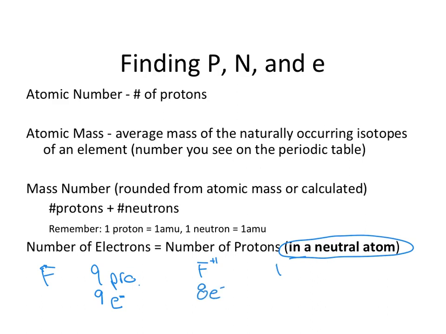And let's say I had fluorine that had a negative 1 charge. Fluorine with a negative 1 charge, instead of having 9 electrons, there would be 1 extra negatively charged particle. So here I would have 10 electrons. So there would be 1 extra electron over the number of protons.